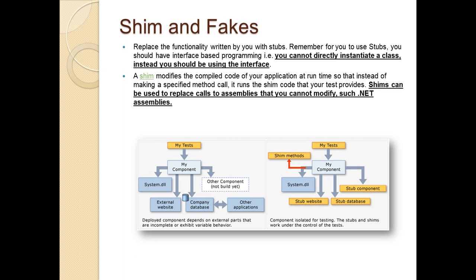Regarding shim, it is basically used for all external types of calls. For example, you can see this in the second diagram. This is my test, and this is my component. What functionality can we create as a stub? We can stub a website, our local database, or some other component, but we cannot stub a system DLL. So for that we need to write a shim.